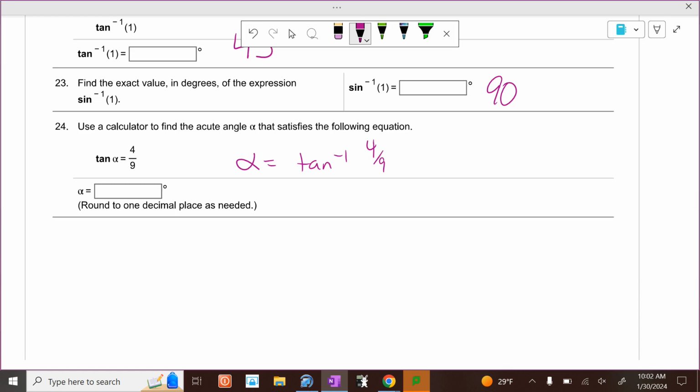What? 24.0 or 23.9 something? 24.0 around soon. Yeah, sounds good. I'm good with that.